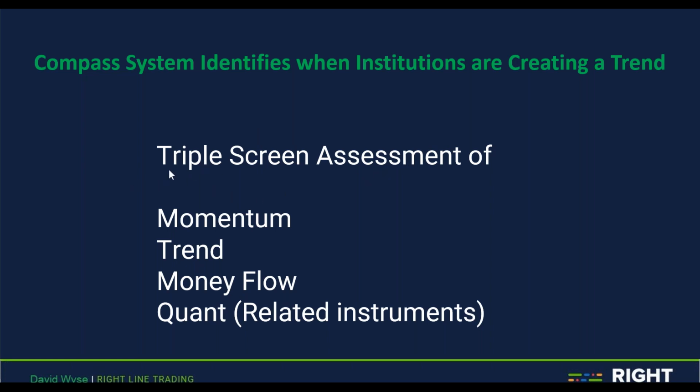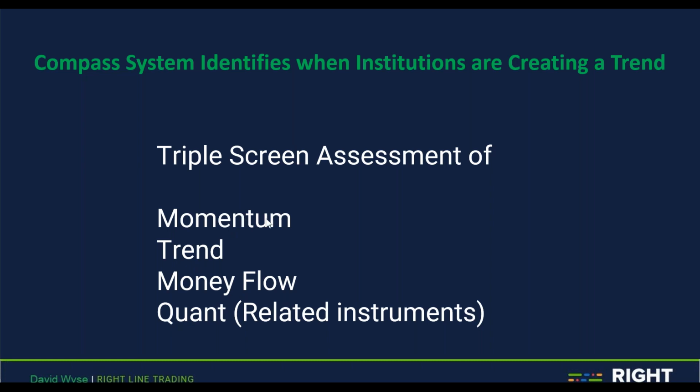Well, the compass system, which is looking at institutional trading, is looking at what's called a triple screen assessment. And basically that's a fancy way of saying looking across multiple time frames. It's fractal. It's looking at 4 different things: momentum, trend, money flow, and quant. And the quant is stocks that typically move with the stock we're looking at 70% of the time or more. So if we're looking at Microsoft, the quant's going to tell us if the stocks that usually move with Microsoft 70% of the time or more are moving in the same direction.